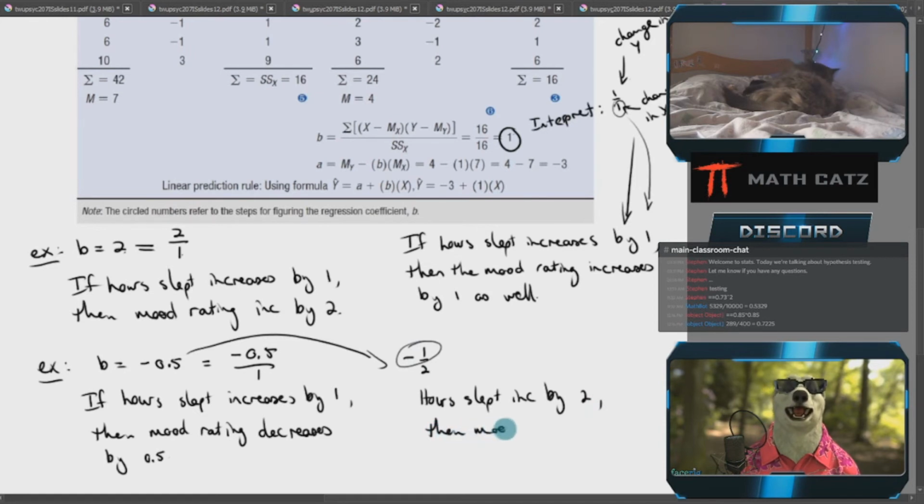Then mood decreases by 1. So there are lots of different ways, but they're all essentially the same, with slightly different words and different numbers, to interpret this regression coefficient, but it is very important that you are able to do that.